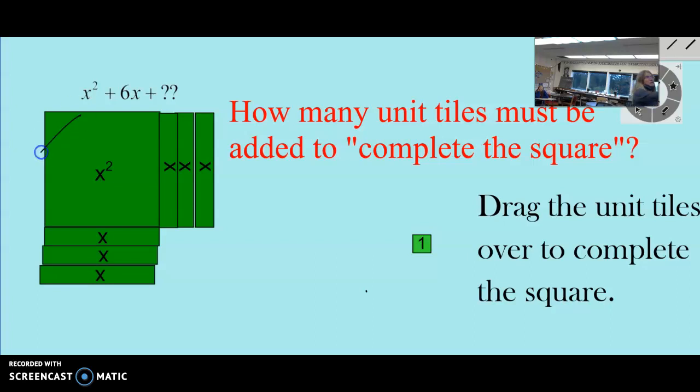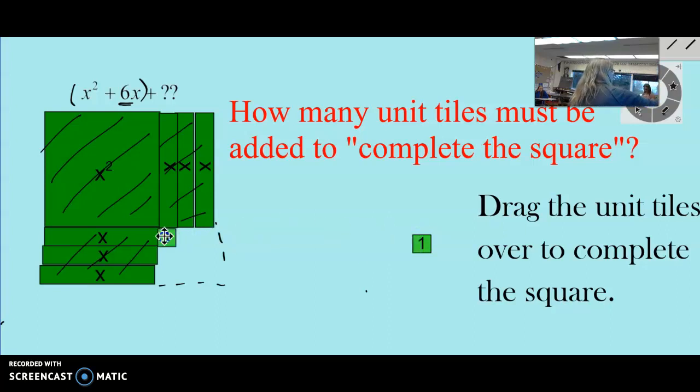So I have my x squared right here, and if I want to represent x squared plus 6x, I have to have 6 x tiles. So to make the square, if you split this number 6 in half and put half of the tiles over here, half of the tiles over here, how many unit tiles would you have to add to complete that square down here? So my unit tiles, remember those bars are x by 1.